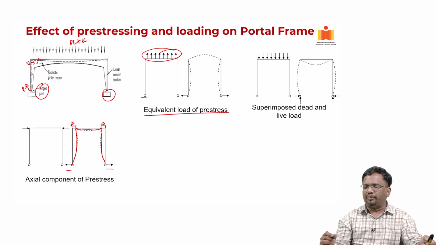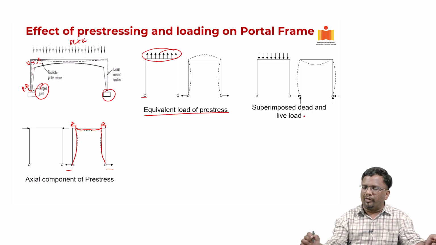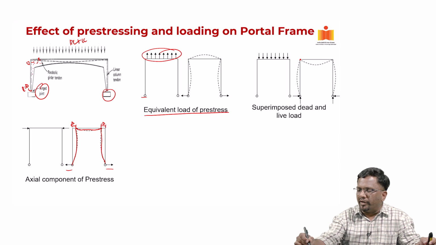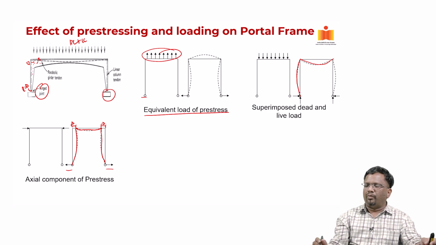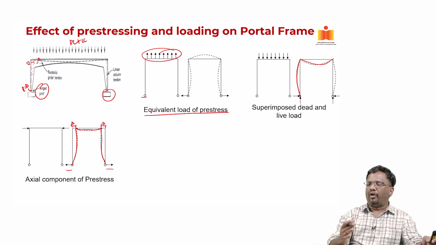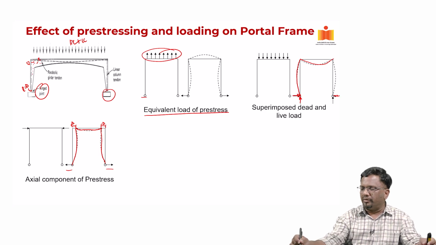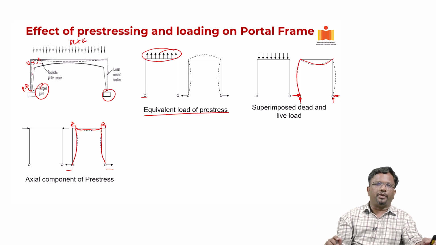The next one is because of the superimposed dead load and live load. What will the dead load and live load do? Dead load and live load will try to push the beam downward, and because of that the support will deform like this. Now, the column wants to actually go out. Now, I am going to develop a reaction like this. So, it is going to develop a reaction like this. For a typical gravity load, this is how you will get it.